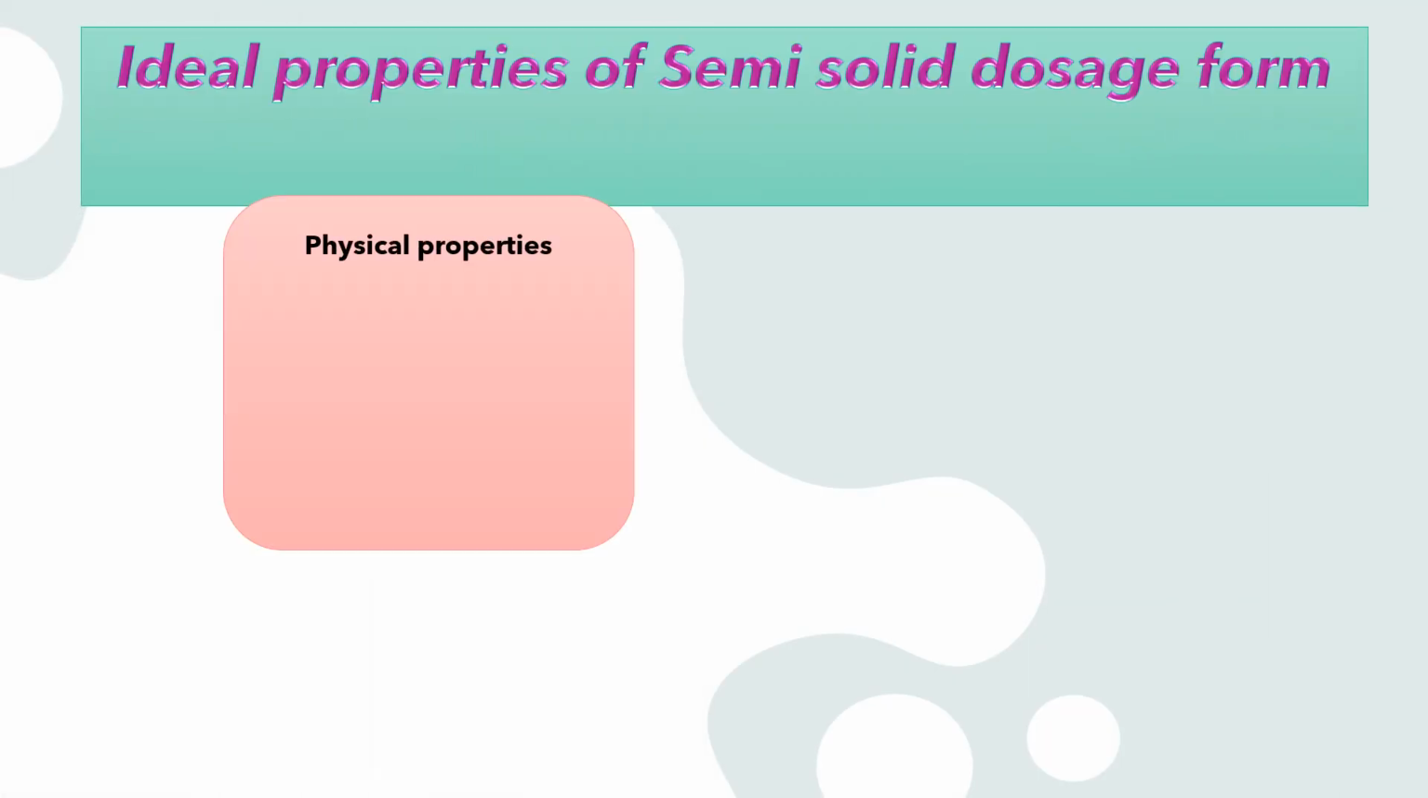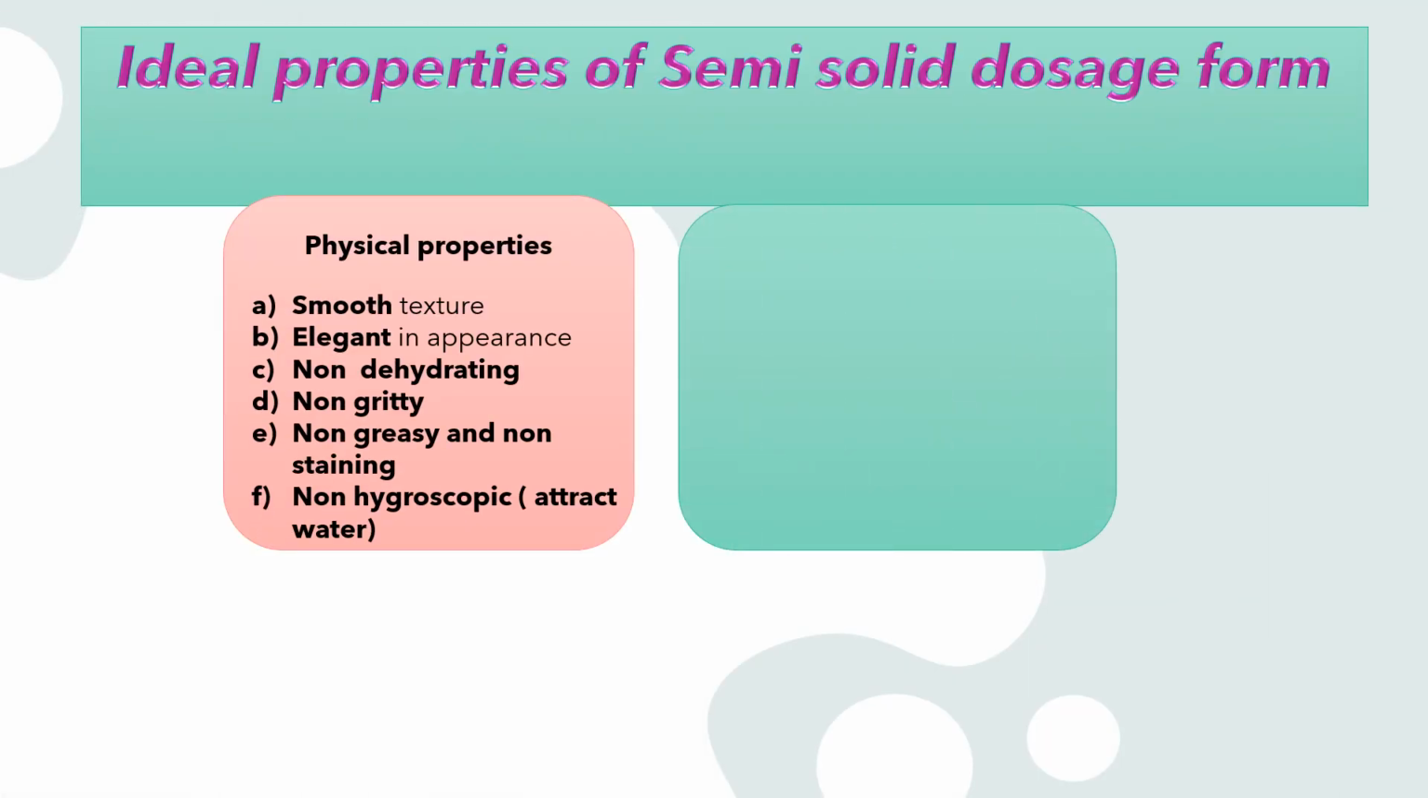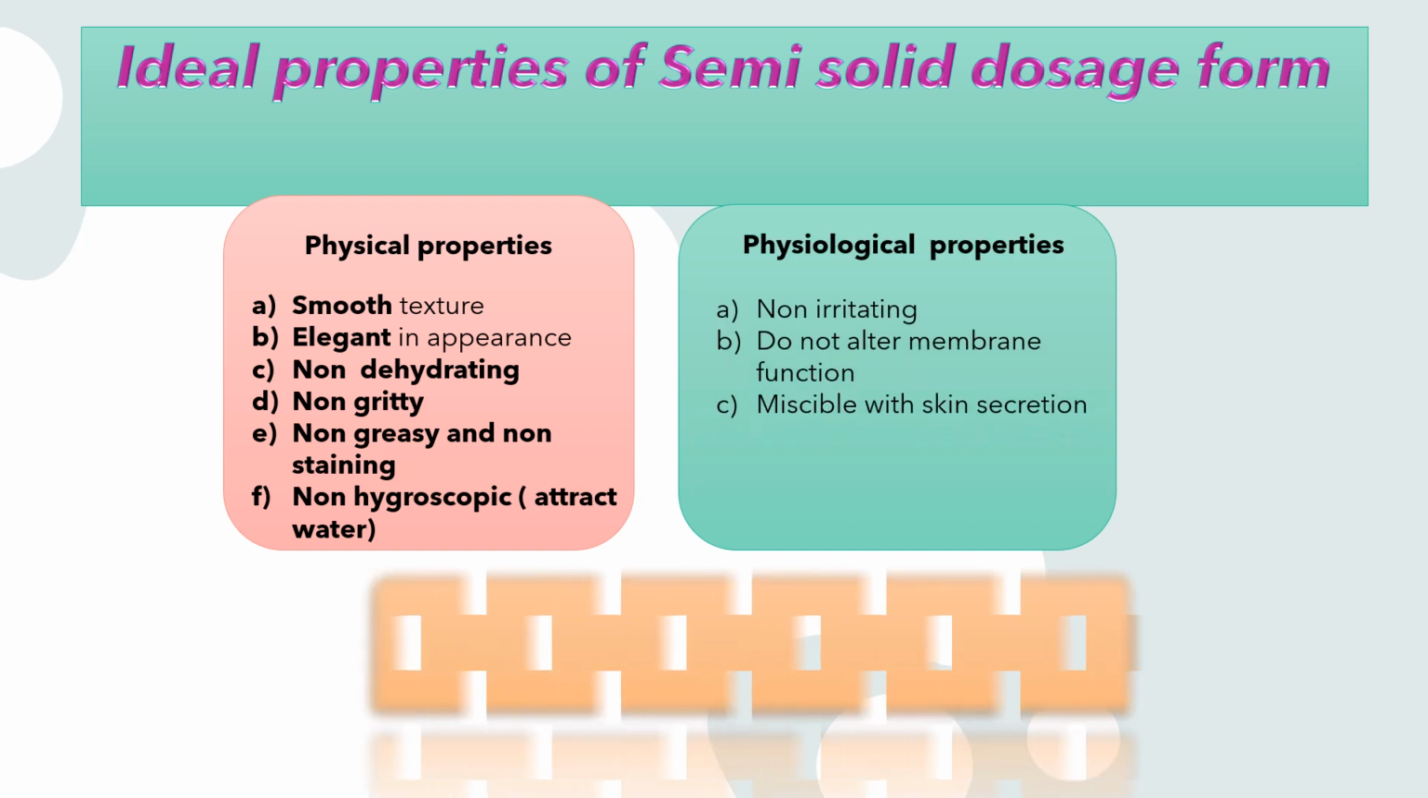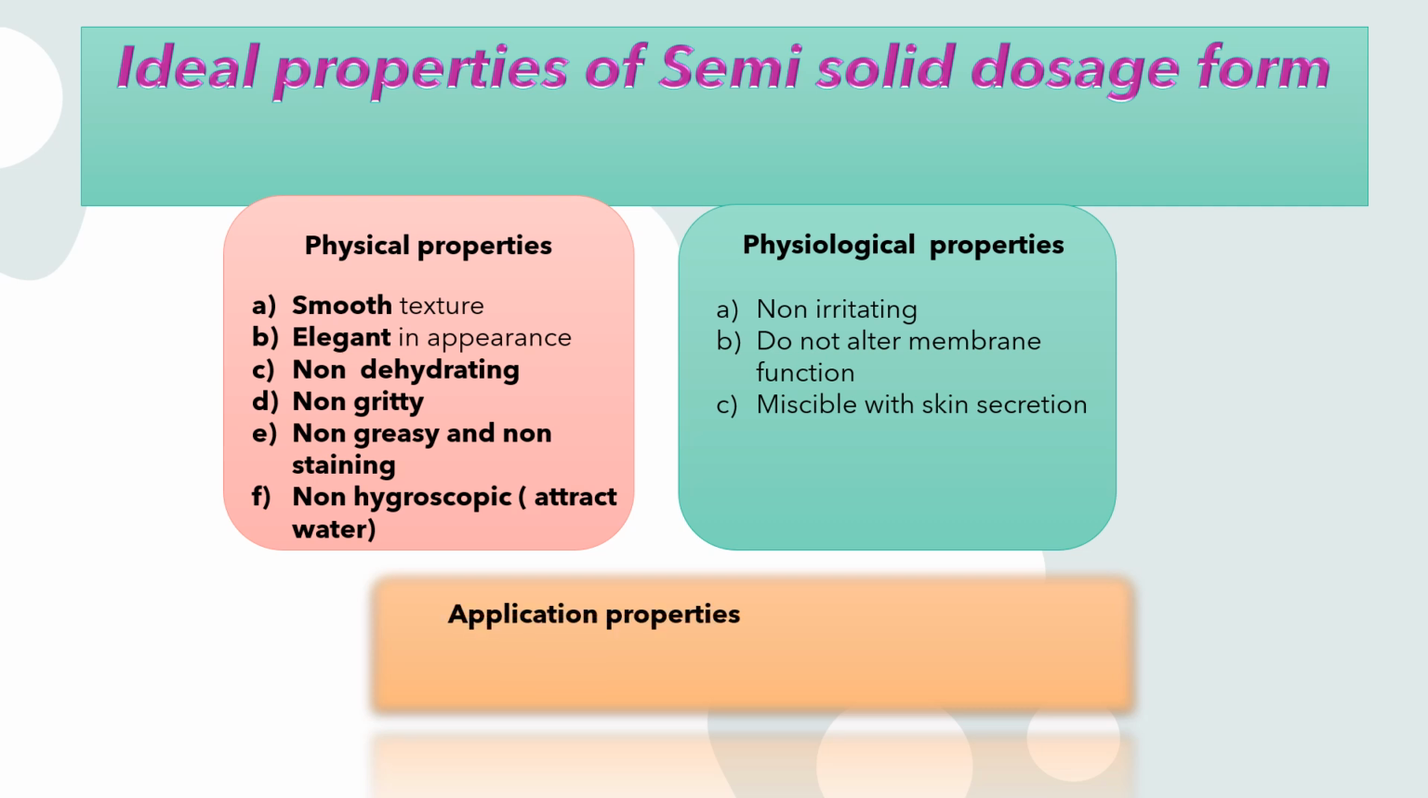That's about the ideal properties of the semi-solid form. Ideally, it can be divided into three criteria or properties. The first one is the physical properties, second is the psychological, and the third one is the molecular properties. Ideally, a semi-solid dosage form has a smooth texture without any grittiness. It will be non-dehydrating, non-hygroscopic, non-staining, and non-greasy, although not all SSD forms meet all of these criteria. For example, ointments are both greasy and staining.